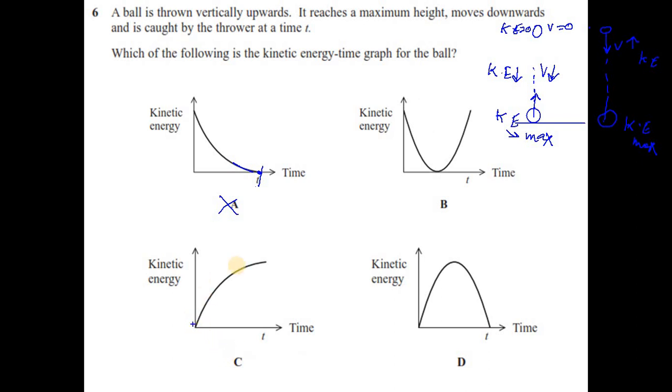Option C, kinetic energy is increasing, but there's no relation. D. B, as time is passing, this first half of the curve is showing that the kinetic energy is decreasing. This is the time when the ball reaches the top, and then it starts coming down. So the ball is coming down, but the kinetic energy is increasing. So your option is B.